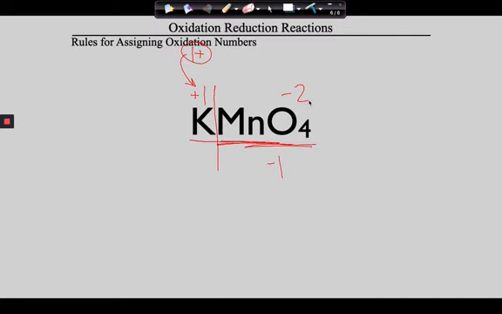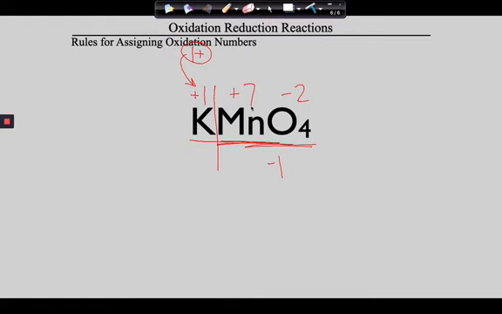So if that's true, what does the charge of manganese have to be? Let's do this. Oxygen is -2, but there's 4 of them. That gives us a total negative charge of -8, which means manganese needs to be +7. Why? Because the entire ion is -1. Guys, let that sink in.